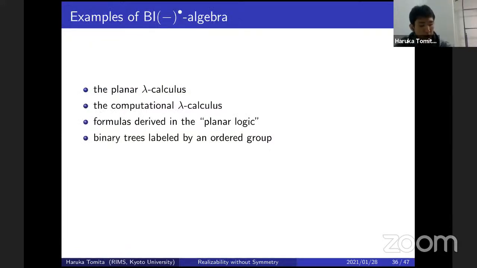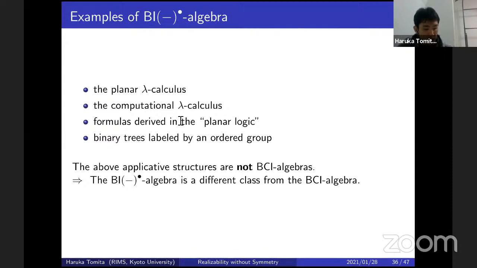Besides the planar lambda calculus, we gave these applicative structures as examples of BI bullet algebra in our paper. The computational lambda calculus is a BI bullet algebra and not a PCA nor a BCI algebra, since terms with computational effects cannot be swapped nor discarded. These examples also show that the BI bullet algebra as a class of applicative structure is indeed different from the BCI algebra.